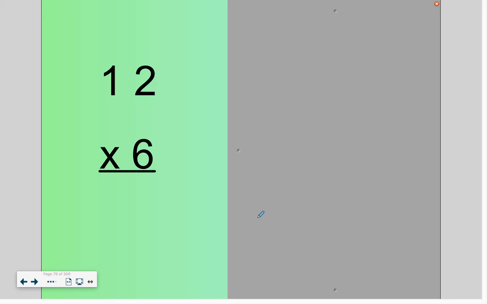12 times 6. We've learned if we've practiced our 12s that 12 times 6 is 72. But watch what happens. I'm going to put my marker and start at my 6. 6 times 2 is 12. So I'm going to put my 2 here, and I'm going to carry my 1. So I'm going to keep my 1's place 2, and I'm going to carry the 1 from my 10's place. Now I'm going to do 6 times 1 is 6, plus 1 is 7.